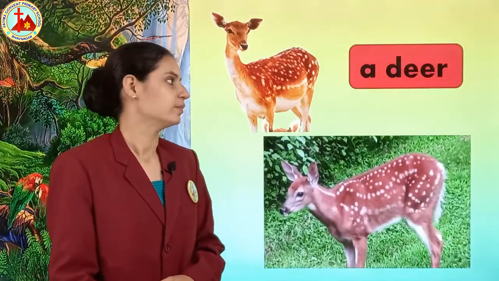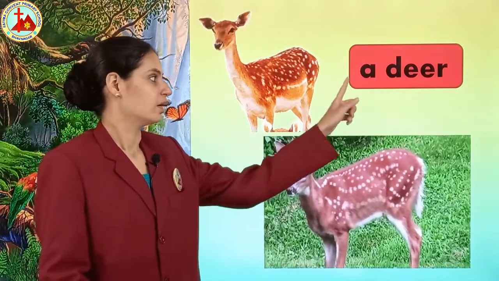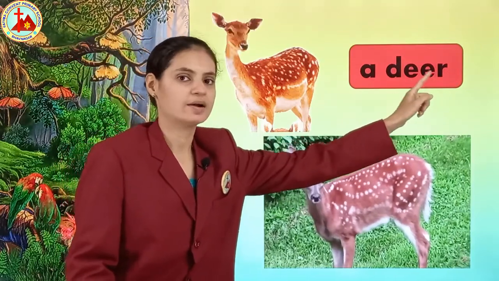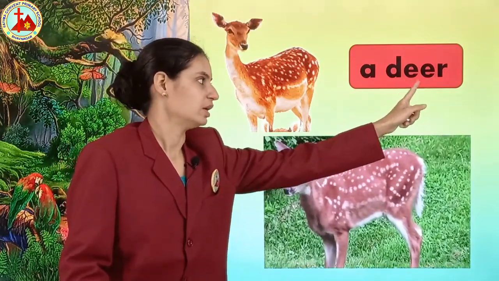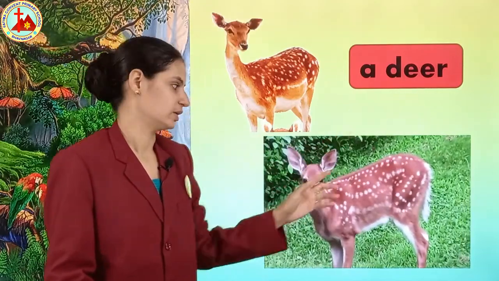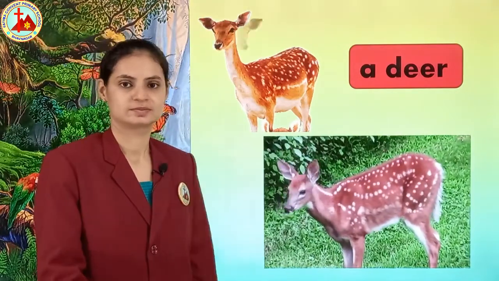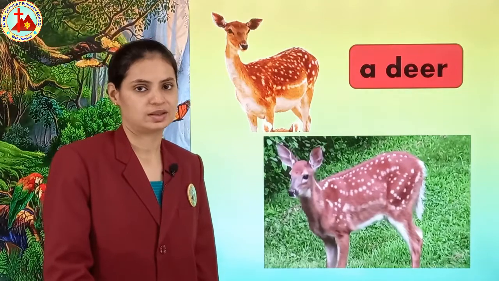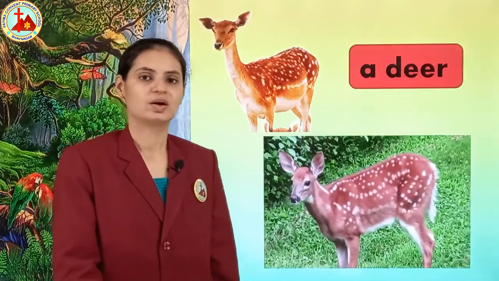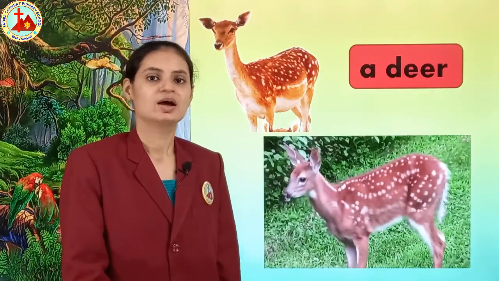Let's see ahead. Which animal is this? Deer. A D double E R, deer. Double E because two times E is written over here. A deer. Deer is a wild animal. Deer lives in the forest. Okay children, so these were all wild animals. Wild animals live in the forest.